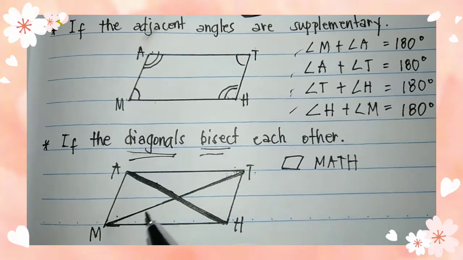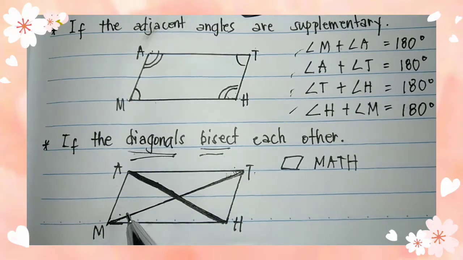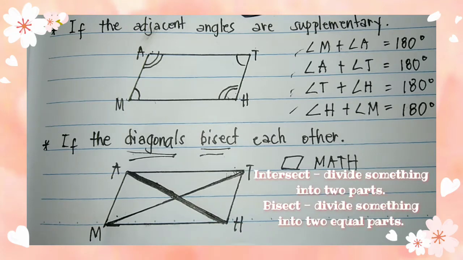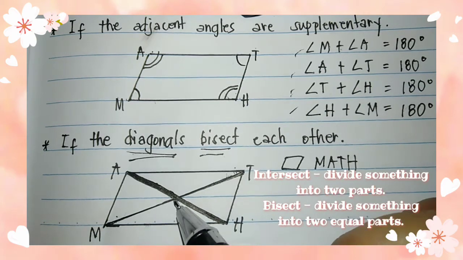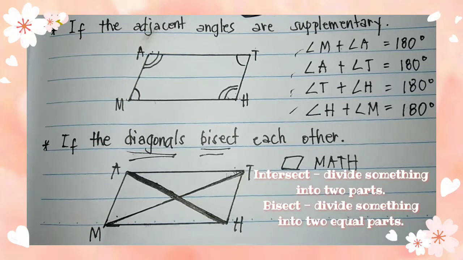Meaning to say, if the diagonals bisect each other, ayan, dalawang diagonals na nag-bisect with each other, nag-meet din sila at one point. Kagaya ng intersect, ang pinagkaiba lang ng intersect to bisect, yung intersect, it divides something into two parts. Nag-meet din sila at one point, pero pwede siyang ma-extend yung line niya. Pero when we say bisect, it divides something into two equal parts. Okay? So, yung intersect, it divides something into two parts. Bisect, it divides something into two equal parts. So, magkaiba yon.